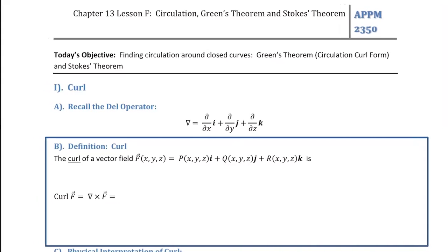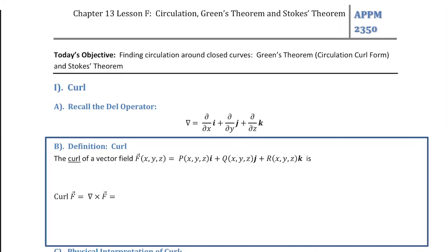Okay, so now we're going to look at another form of Green's theorem, which gives us information about circulation or flow around a curve, and the higher dimensional version of that, which is called Stokes' theorem. So we're going to start, I'm just going to define this vector quantity called the curl.